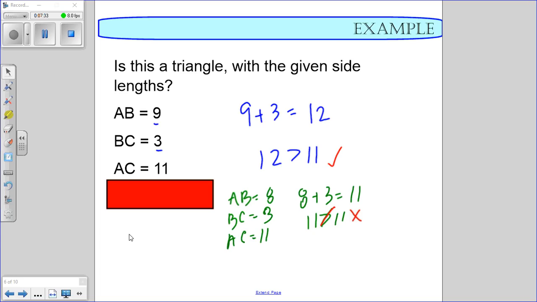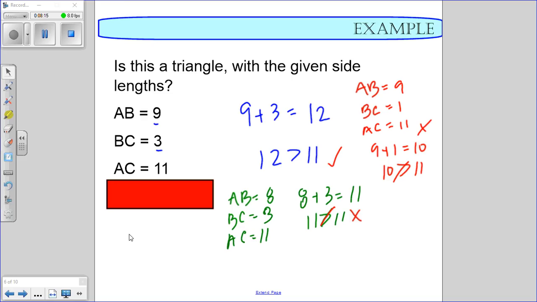So if our two shortest sides add up to something smaller than that third number, we don't have a triangle. It adds up to the same, so we don't have a triangle. What if AB was still 9, BC was 1, and AC was 11. This time, 9 plus 1 equals 10. 10, again, is not greater than 11, so we don't have a triangle.